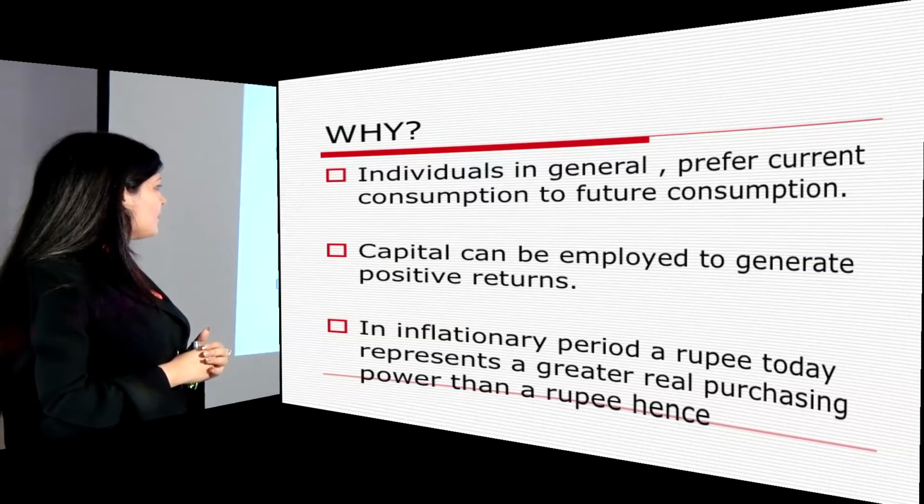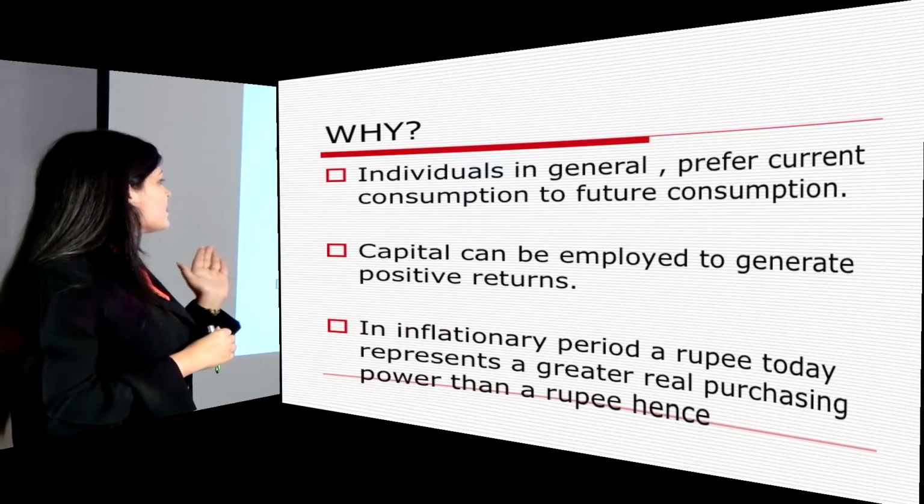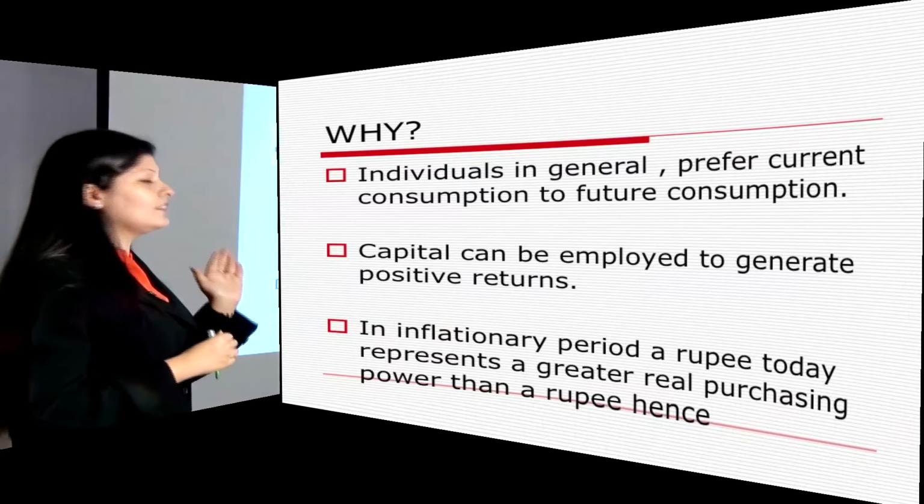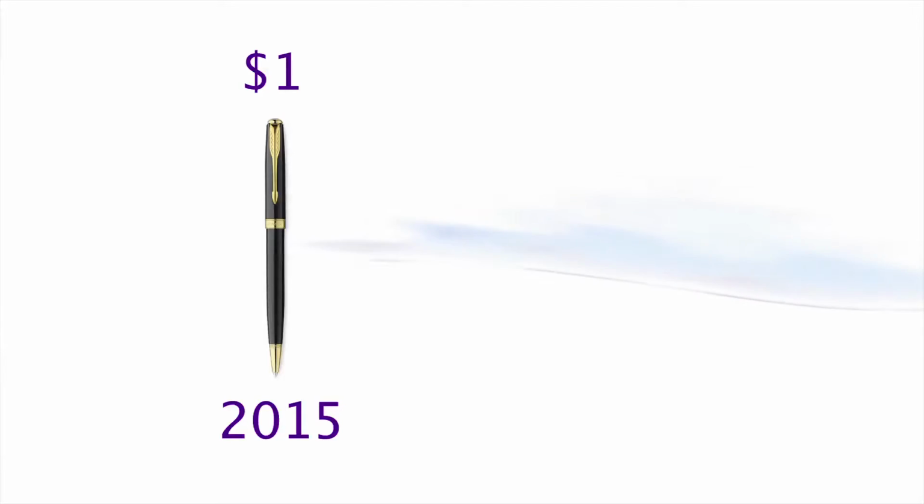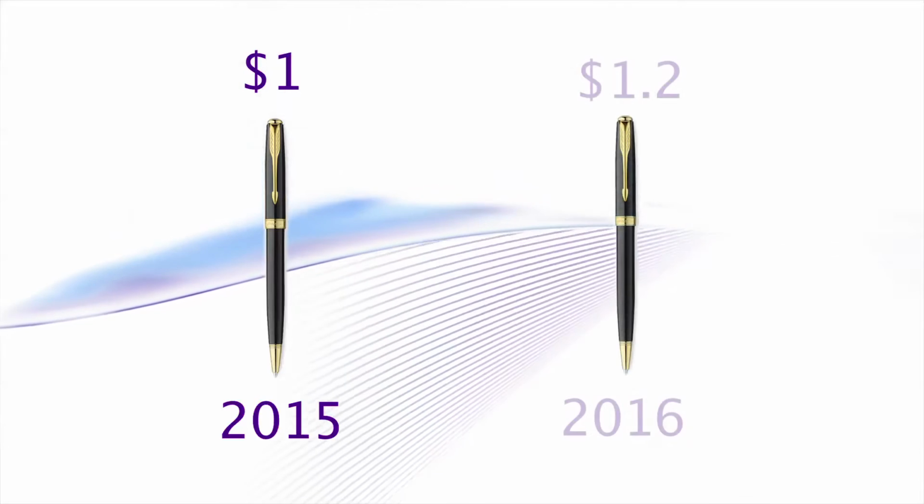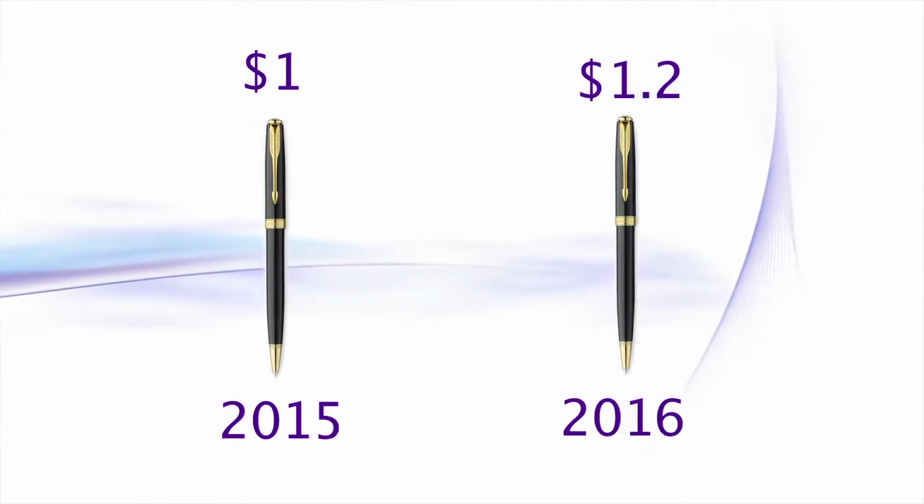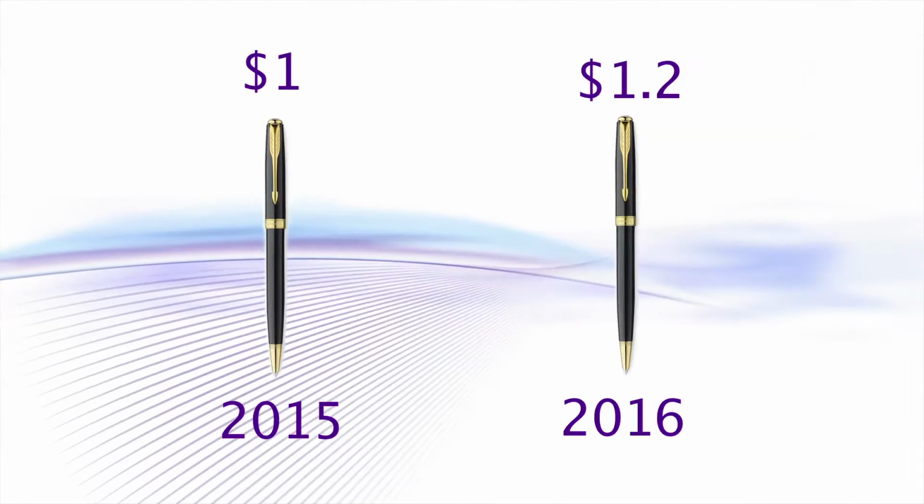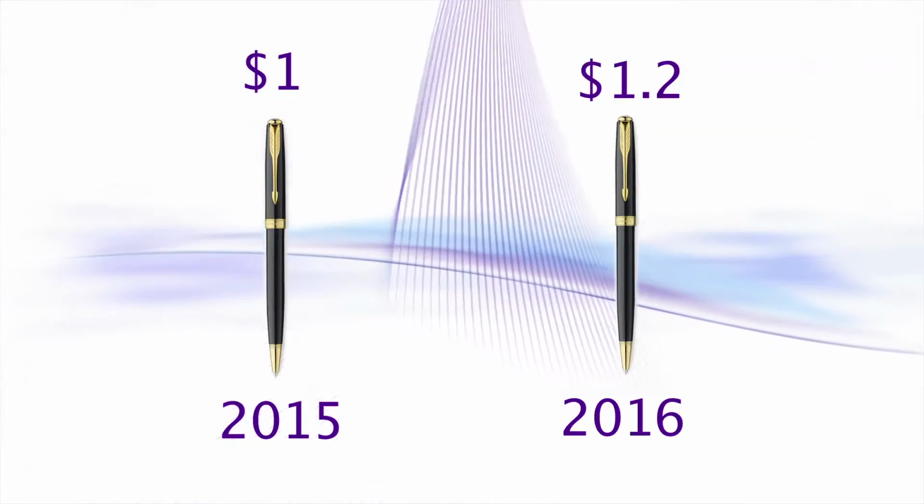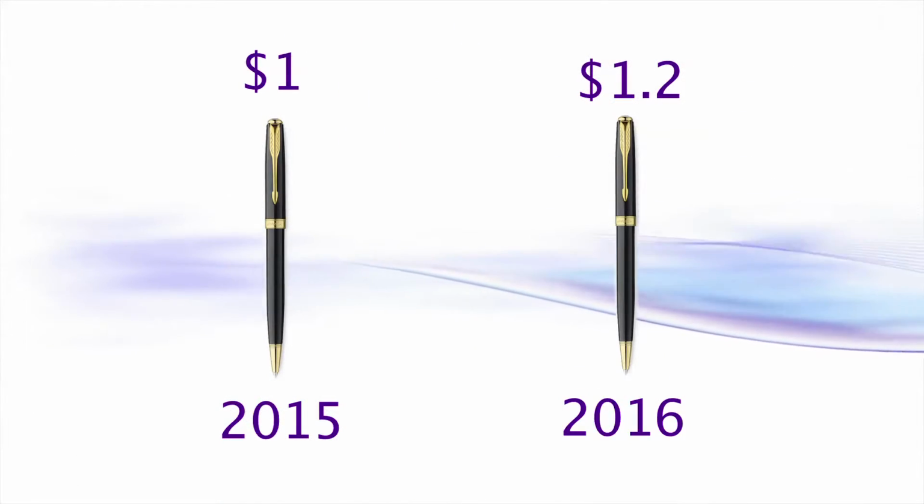In an inflationary period, a rupee today represents a greater real purchasing power than a rupee hence. A pen today costs $1. Same pen, same model, after 1 year costs $1.2. Why? Because of the real purchasing power of money. The product is the same, but the price has increased.